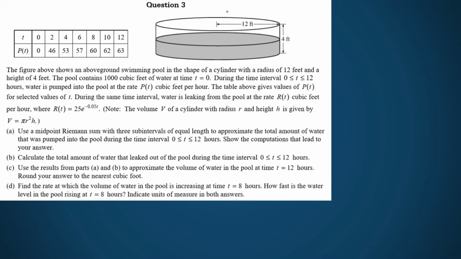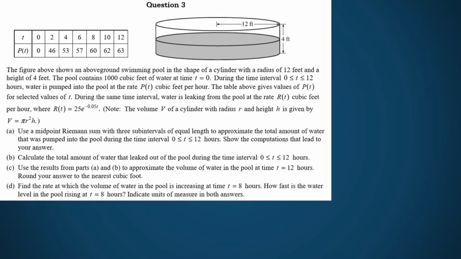Okay. So radius of 12, height of 4. The pool has 1,000 cubic feet of water at time t equals 0. During the first 12 hours, water is pumped into the pool at a rate of P(t) cubic feet per hour. The table gives the values of P(t). During the same interval, water is leaking out of the pool at a rate of R(t), such that R(t) equals 25 e to the negative 0.05 t.